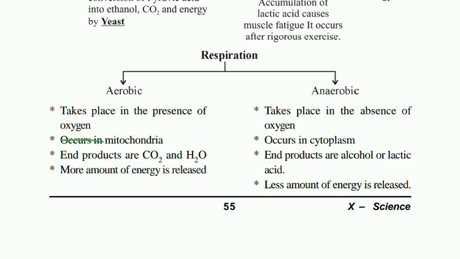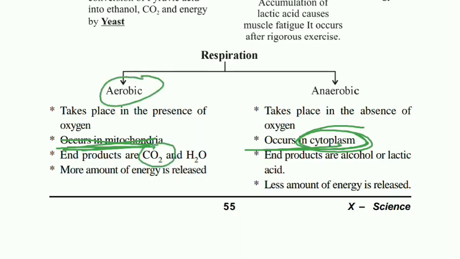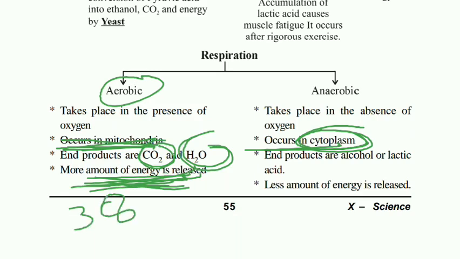Aerobic respiration takes place in the mitochondria, and anaerobic respiration in the cytoplasm. The end products of aerobic respiration are carbon dioxide, water, and a huge amount of energy, almost 38 ATP molecules.